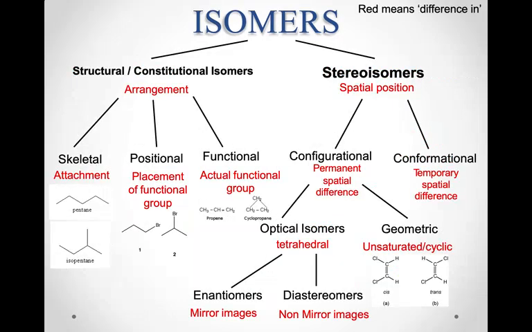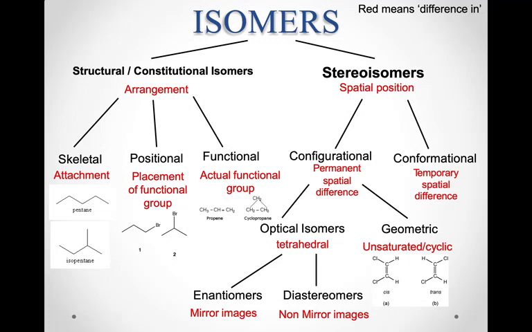So isomers are mainly divided into two parts. One is the structural or constitutional isomers, and the next is the stereoisomers. The constitutional isomers depend on the arrangement of bonds, and the stereoisomers depend mostly on the arrangement in space, which is the spatial position. Constitutional isomers are mainly of three types: skeletal, positional, and functional. Skeletal is determined by the attachment of the carbon. It can be pentane, isopentane, neopentane.